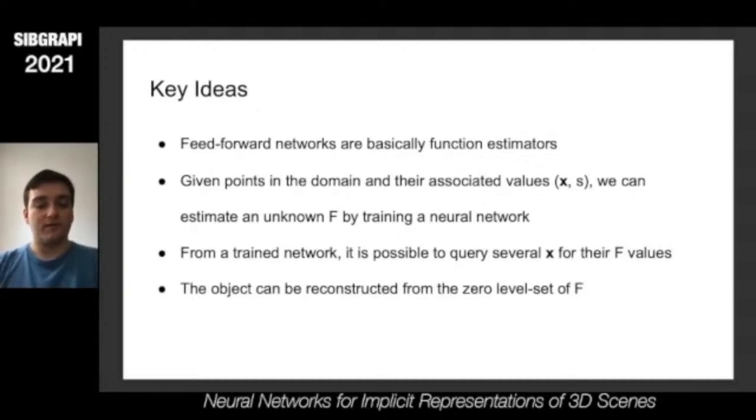Given points in the domain and their associated values, we can simply estimate an unknown function by training a neural network using the universal approximation theorem. From this trained network, it is possible to create a series of samples in the function domain, which we assume here conform to -1 to 1 in the three axes. And then we can calculate an approximation of their function values using this network. The object that we wish to reconstruct can then be obtained by using a simple interpolation method on the zero-level set of f.